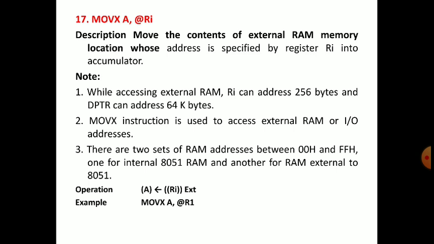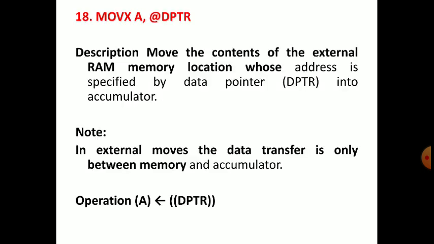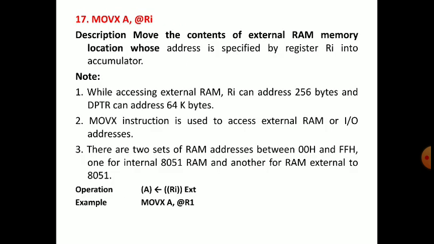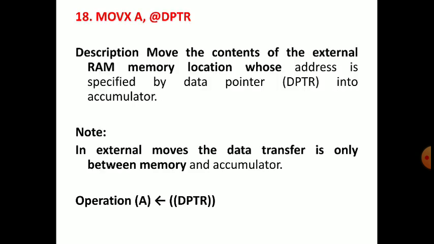There are two sets of RAM address between 00H and FFH. One for internal 8051 RAM and another for RAM external to 8051. And the operation is, the contents of accumulator are copied from the external indirect register address. So example is MOVX A comma at the rate R1. We can take the example and write. You can do it at your home as a homework or assignment.